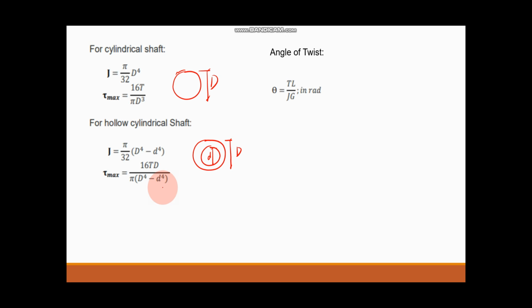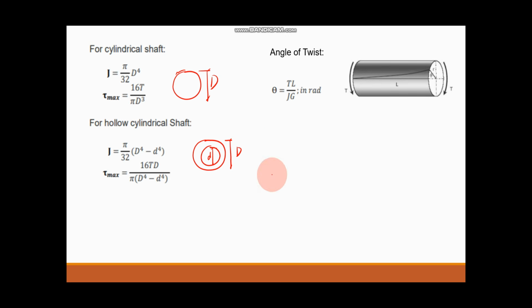As I said earlier, if we apply a force on the rod, it will create an angle of twist, and it can be solved through this equation, in which the angle of twist is equal to the torque multiplied by the length divided by the polar moment of inertia multiplied by the shear modulus of that material.